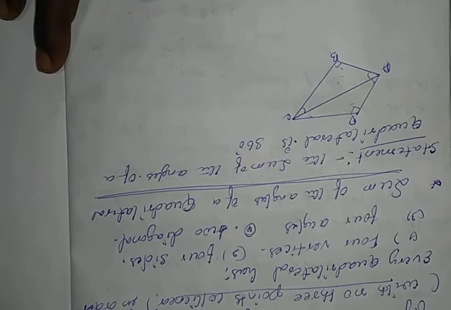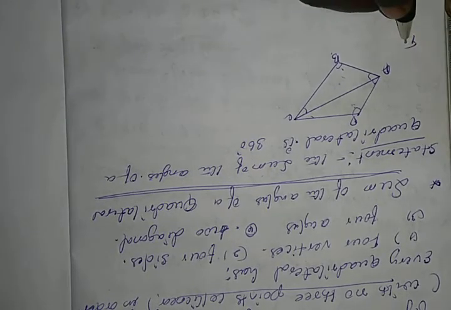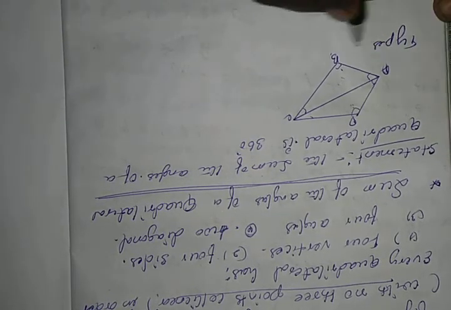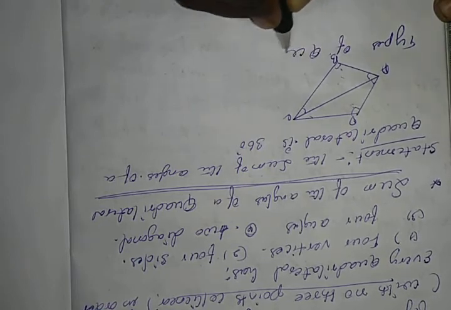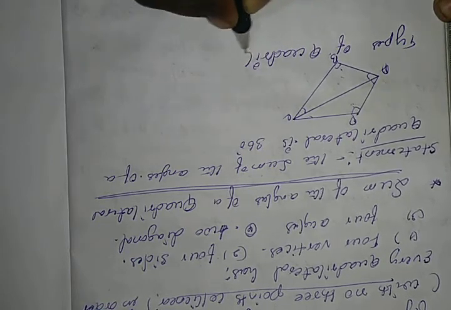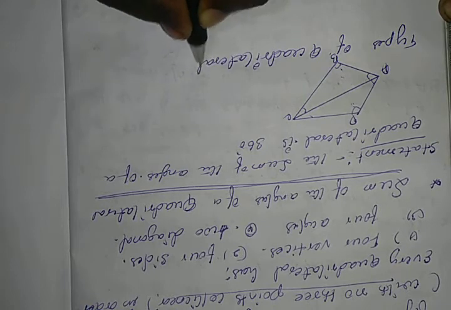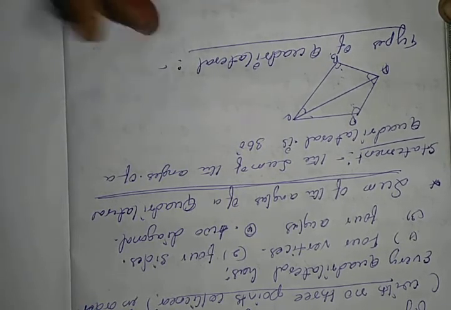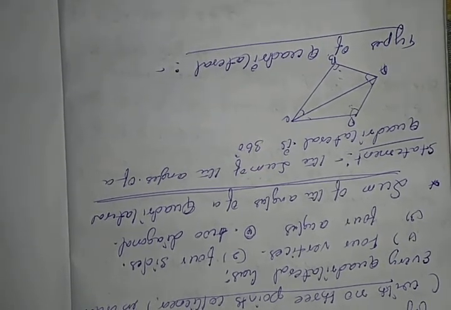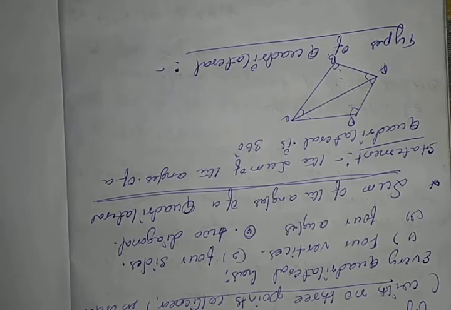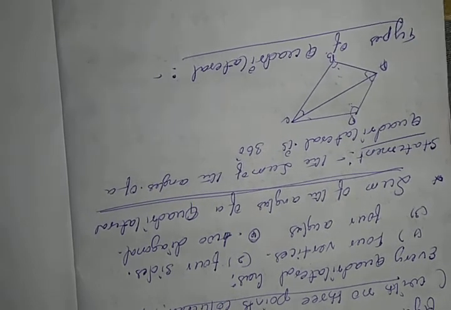Next, let us see the types of quadrilateral. There are so many types of quadrilaterals. One is trapezium, another is parallelogram, and the third is rectangle, and also rhombus, square, kite. There are 6 types of quadrilaterals. Let us see the types of quadrilateral.